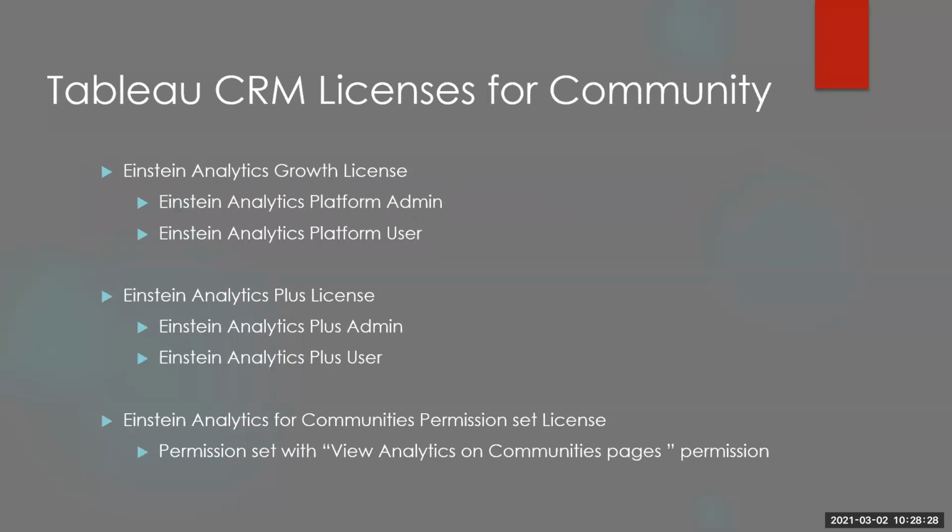Now, these are the CRM licenses for communities. Other than the community licenses, we need to make sure that the user has CRM licenses. We have two types of CRM licenses, growth license and plus license. Growth licenses are mainly used to view the dashboards and apps in communities or in Analytics Studio, but the plus licenses are used to manage and edit the dashboards. Both licenses have two permission sets, and the permission set should have this permission enabled, which will make sure that the user is able to see the data in community pages.